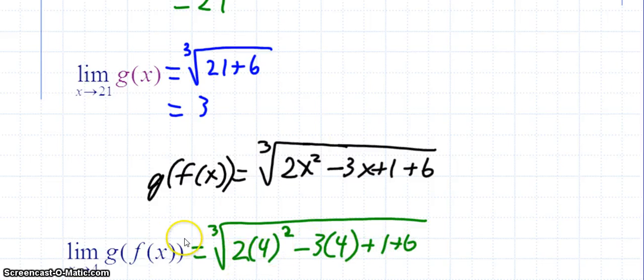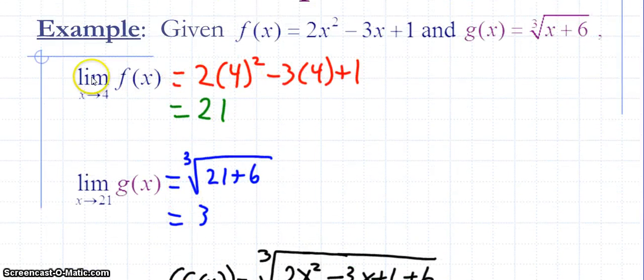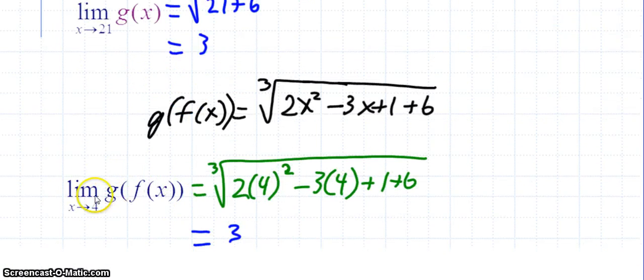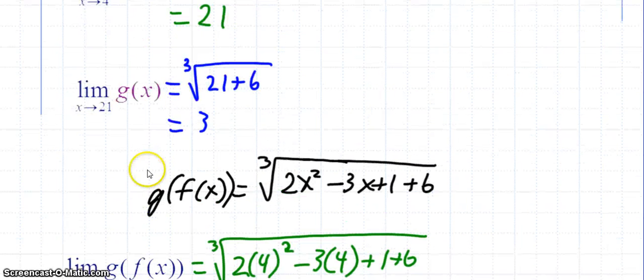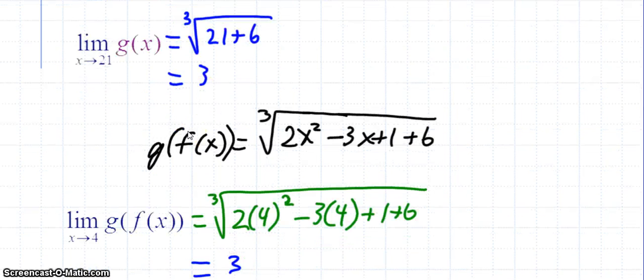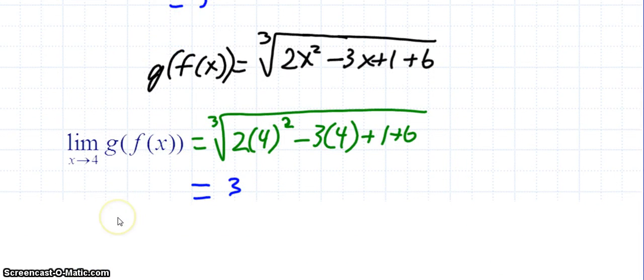So that's what I did here. But I can also see from doing each part separately that if I want to evaluate this composite function, I can evaluate the limit of f of x first as x goes to 4, and then take that result and do the limit as x goes to that result, which was 21, of g of x. So it's up to you. You have two different approaches. They're really doing the same thing. It's just more how you prefer to think about it.